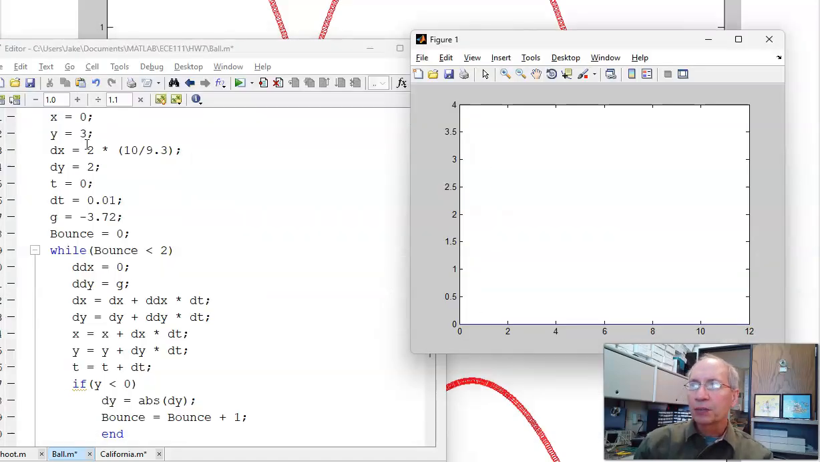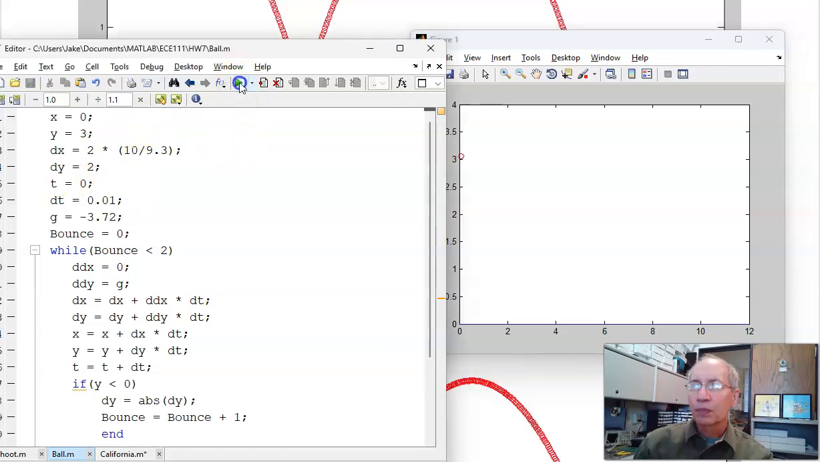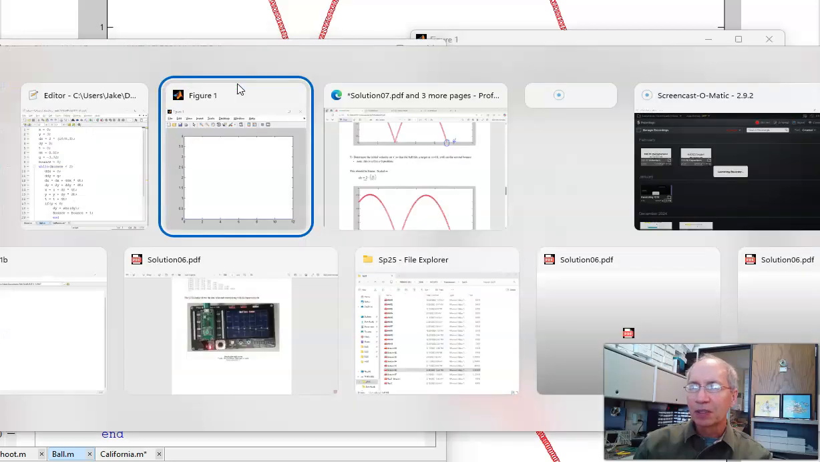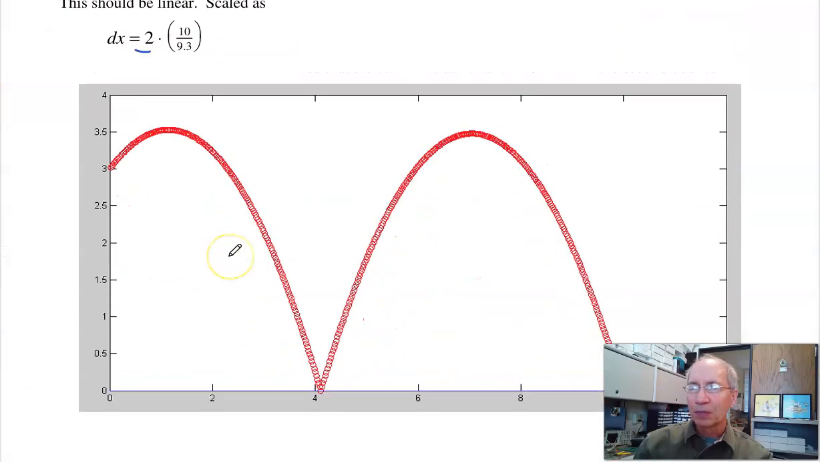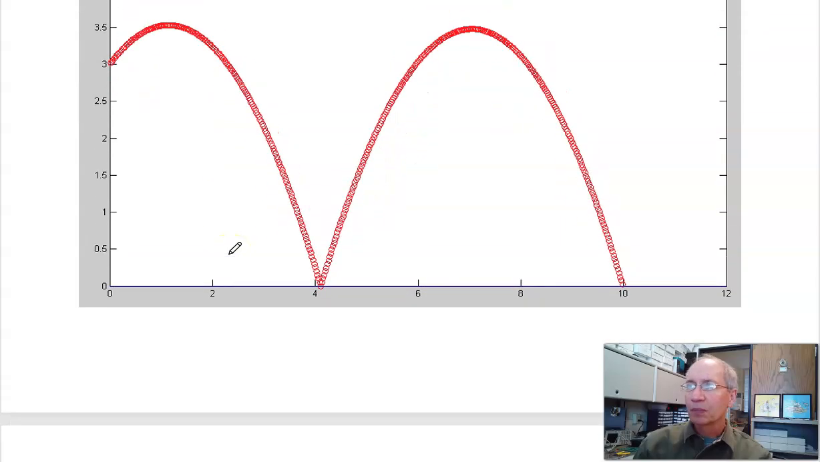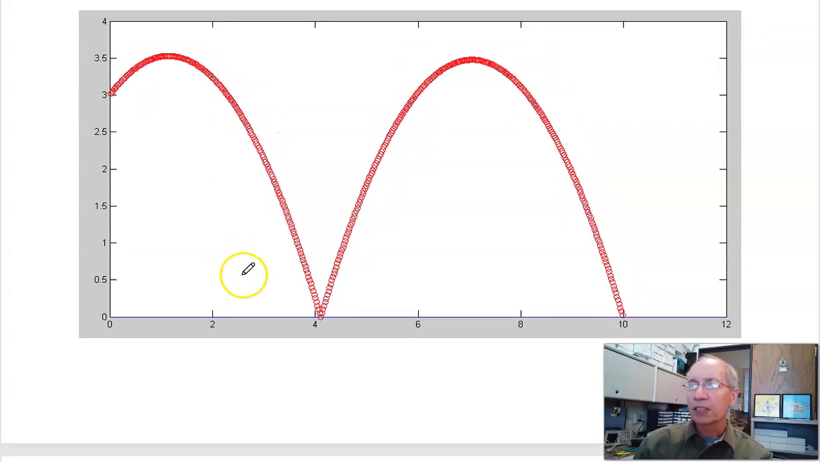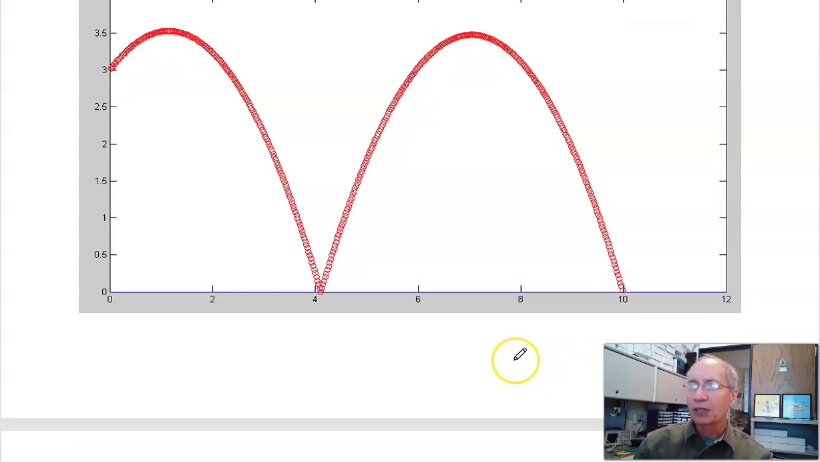Try that again. Launch the tennis ball. Here's the first bounce. And here's the second bounce. Bang! Right on 10. So if you're willing to do some calculations, I can get there dead on.